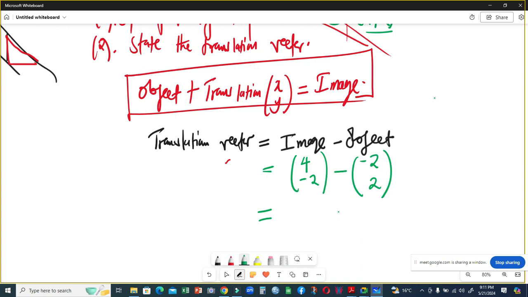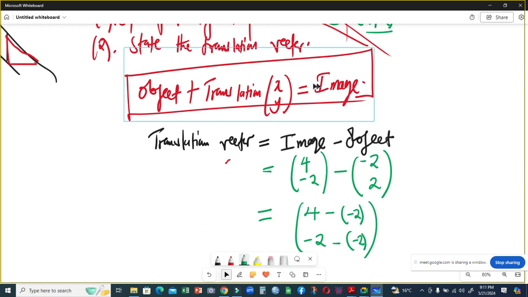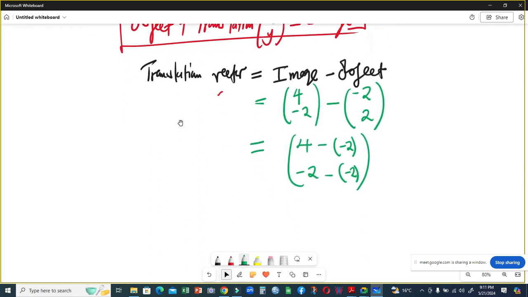Remember, as we are simplifying, what we are supposed to do is we say 4 minus -2. Okay? And then we say -2 minus -2. Like that. So this is equal to, of course, let's simplify the negatives, where we'll say 4 plus 2, like that. Okay?